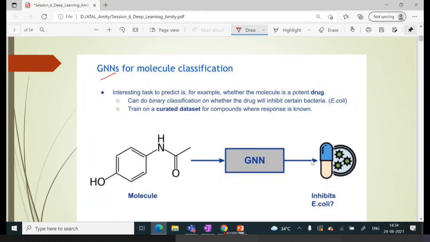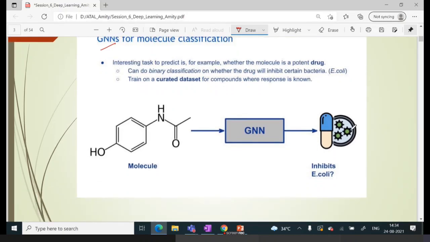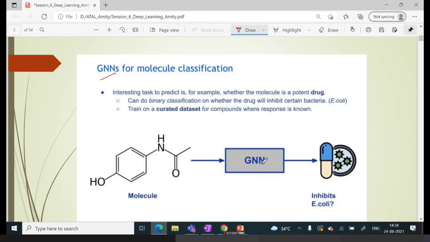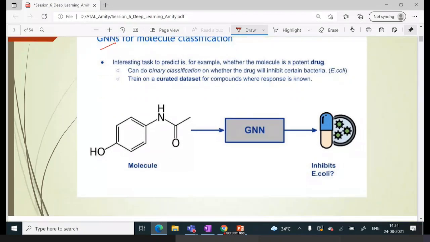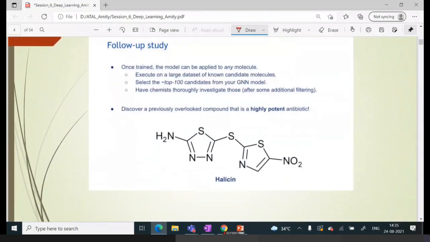We are not going into details as of now. We are just trying to understand the applications of graph neural networks in today's world, so that we can motivate and study it in detail. So this is one of the applications, where after applying a graph neural network on these molecules, you will be able to say whether that particular molecule will inhibit a certain type of bacteria or not. So this is one application.